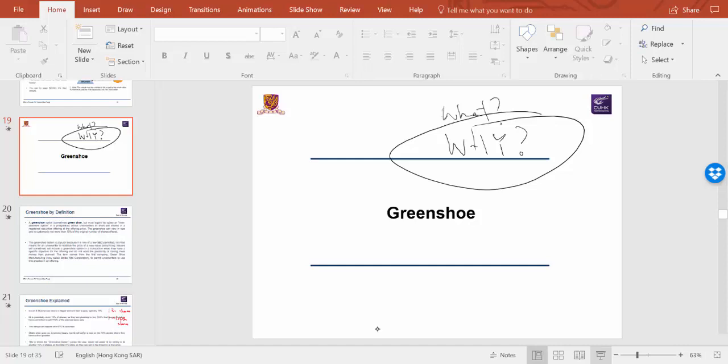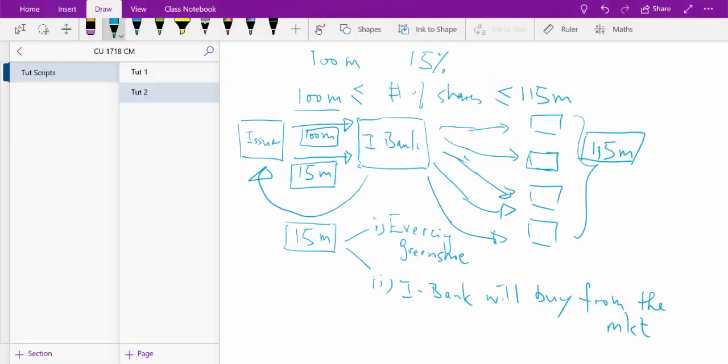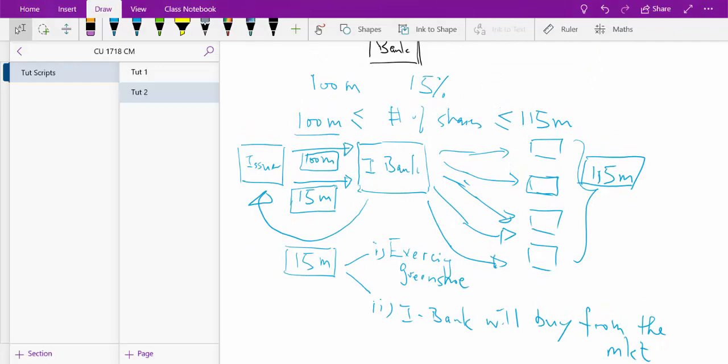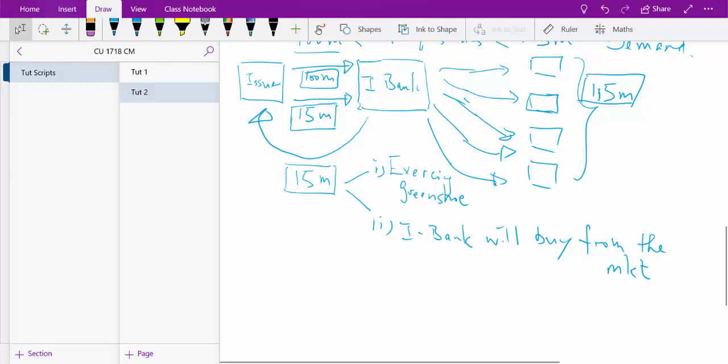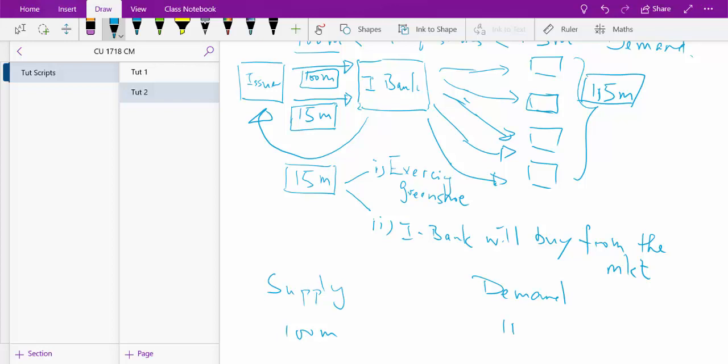Now, the thing about the Greenshoe is this. So I just told you that on purpose, they sell more than, so this is the demand that they created. And if you don't count the shares that are being lent, the supply is actually 100. The demand is 115. So what's going on here? Well, I'll tell you what's going on.